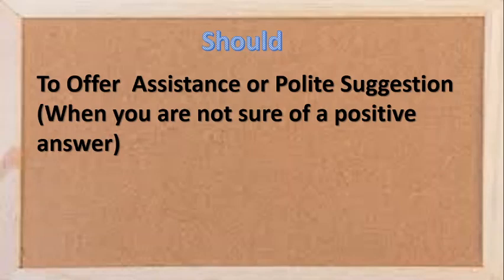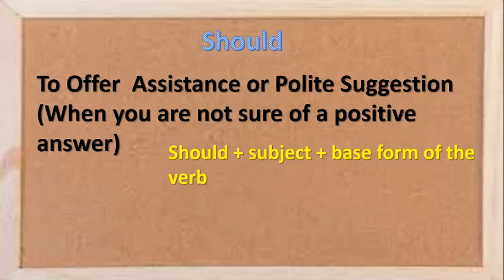Shall we go for a walk? That's what we just learned. Now, when you are not sure of a positive answer, you use what? Should. You don't know whether the answer is going to be yes or is going to be no, whether the answer is going to be agreed or disagreed. What do you now use? You use should to make such an assistance or polite suggestion. Here is a rule. Use should plus the subject and the base form of the verb.